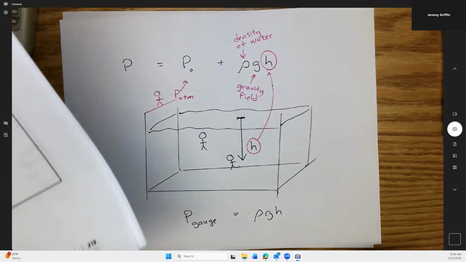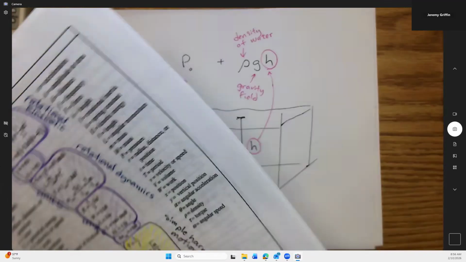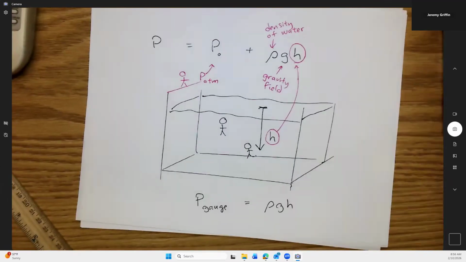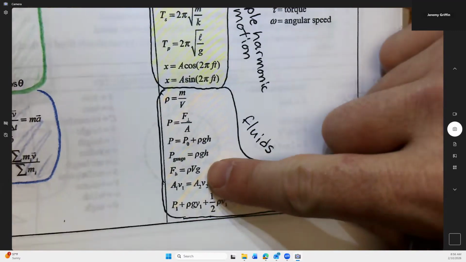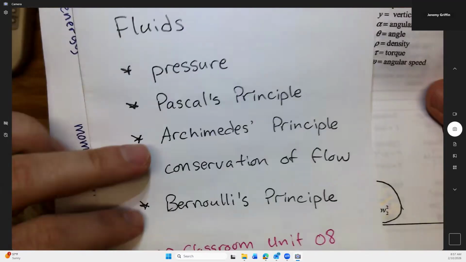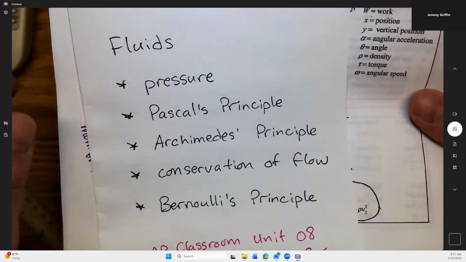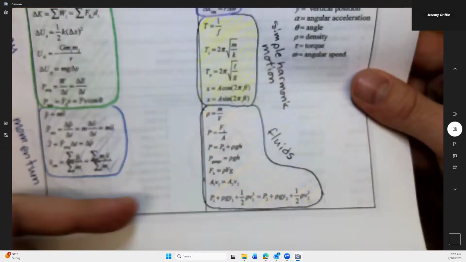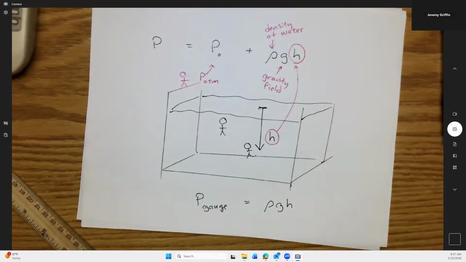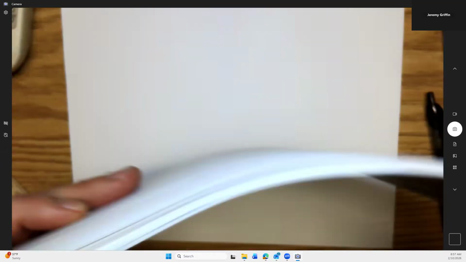Good. All right, now these last two right here, this one and this one. Those are basically these three right here: Archimedes' principle, conservation of flow, and Bernoulli's principle. And we're going to be looking at those today too. All right, so let's look at some of these here.